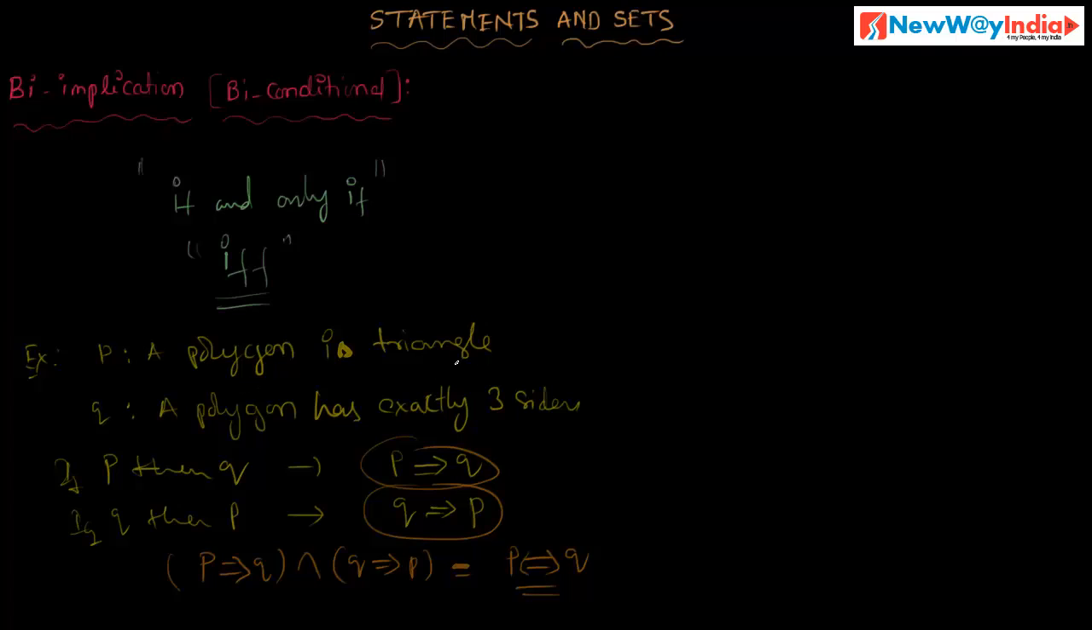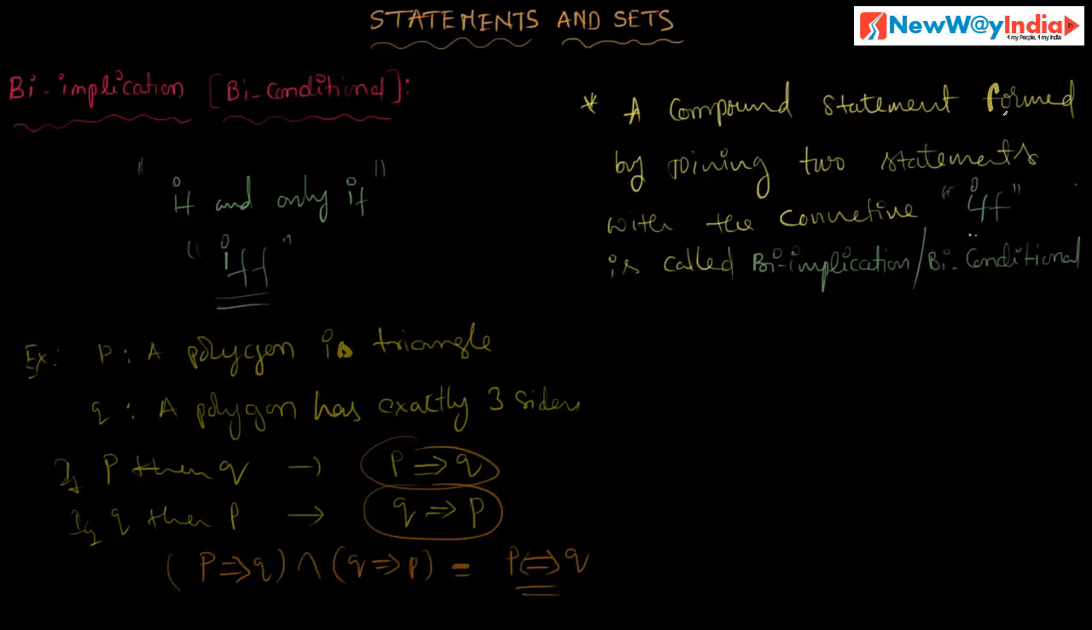If a polygon is a triangle, then the polygon has exactly three sides. Or if a polygon has exactly three sides, then the polygon is a triangle. These two are conditionals, and the conjunction of these two conditionals is the biimplication. So what is the definition here? A compound statement formed by joining two statements with the connective "if and only if" is called a biimplication or biconditional.